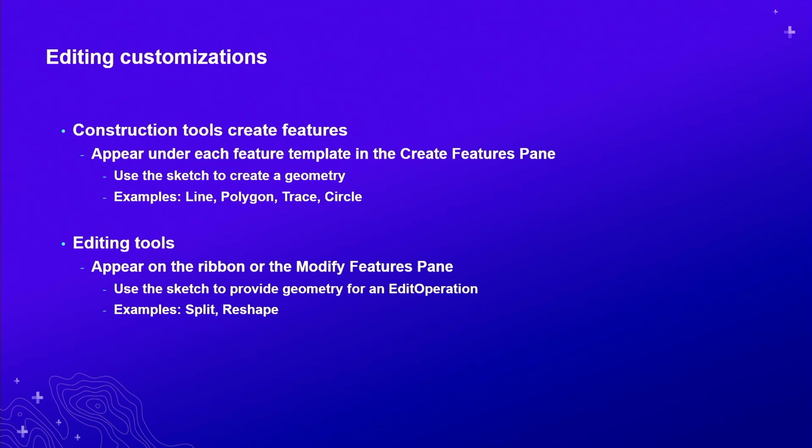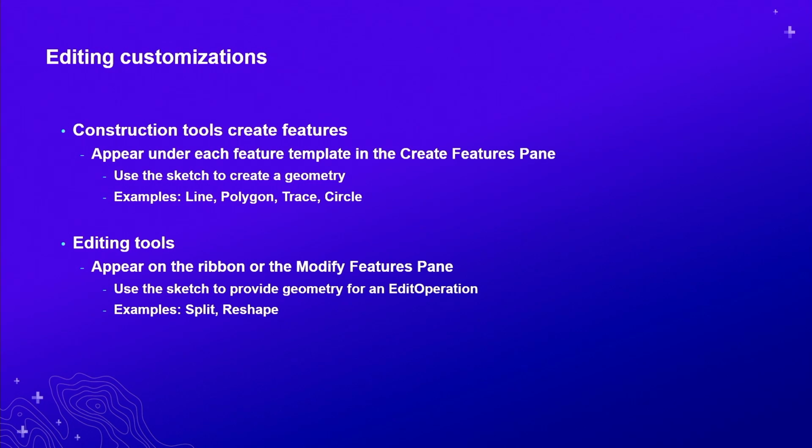Just to examine these tools in more detail, construction tools are used to create features. They appear under each feature template in the Create Features pane, and they use the sketch that the user draws on the screen to actually create a geometry. So examples of these, if you look under those templates, are line, polygons, trace, and circle construction tools.